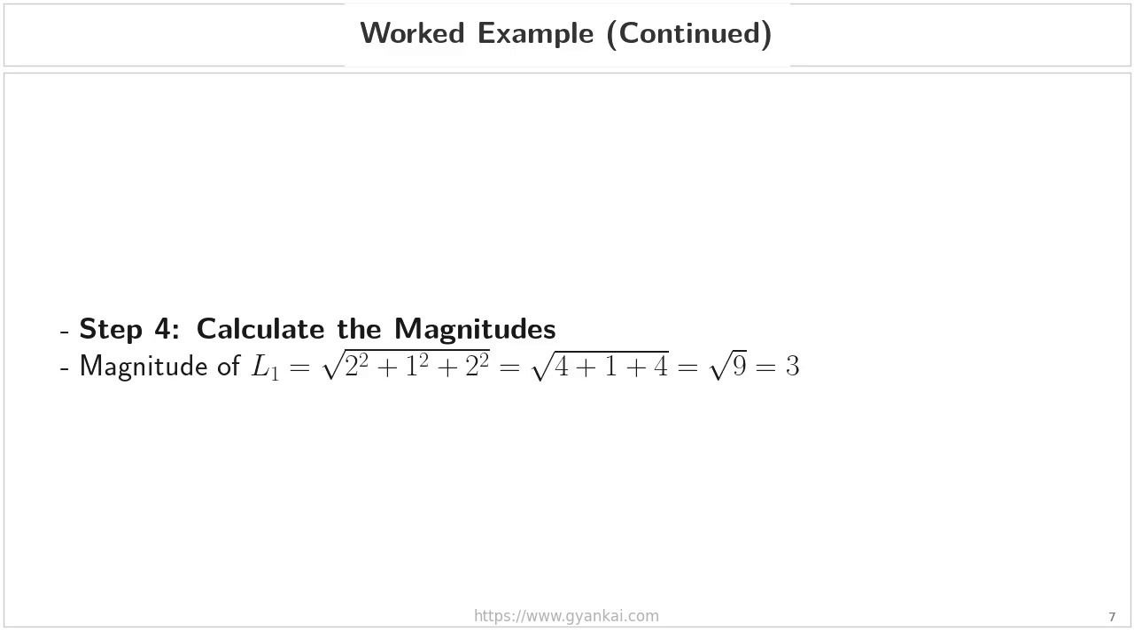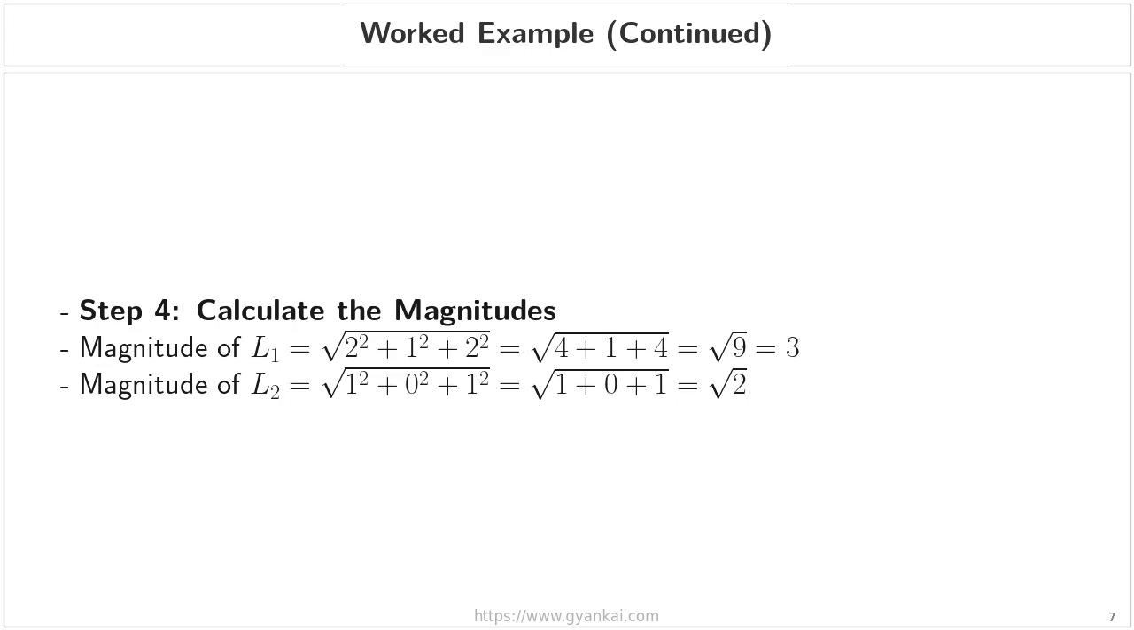Worked example continued. Now that we have successfully calculated the dot product of our direction ratios in the previous step, we move on to step 4, which is calculating the magnitudes of our two lines. To find the magnitude of line 1, we take the square root of the sum of its direction ratios squared. That is, the square root of 2 squared plus 1 squared plus 2 squared. This simplifies to the square root of 4 plus 1 plus 4, which gives us the square root of 9, and finally, just 3.